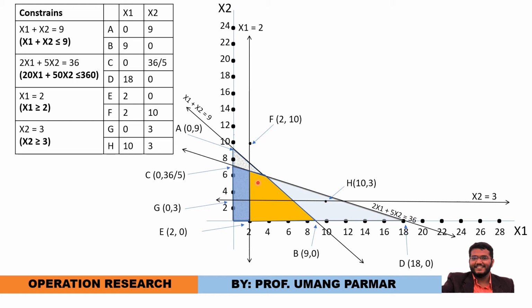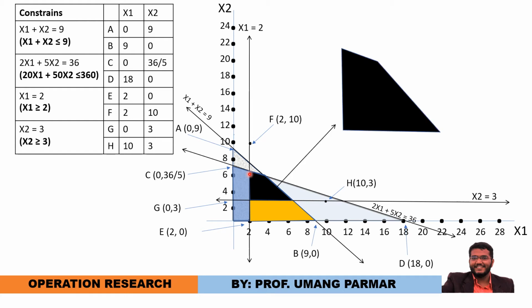So my final region will be something like this. This black color will be the final region that is satisfied by all the constraints. So whatever the point on this region, that will be satisfying all 4 constraints. Now I am just showing this region in a zoomed way. So I am just magnifying the region.